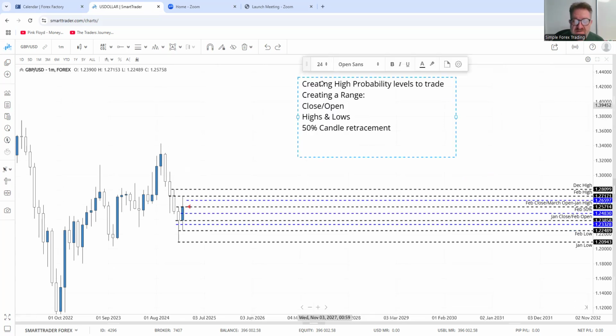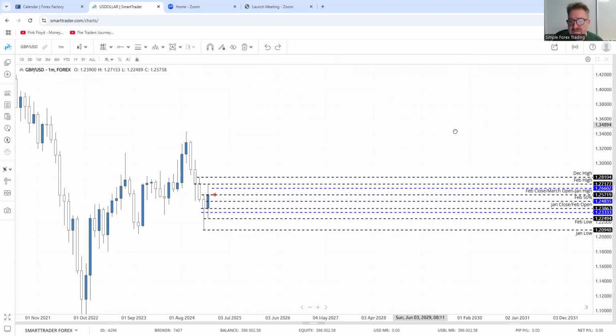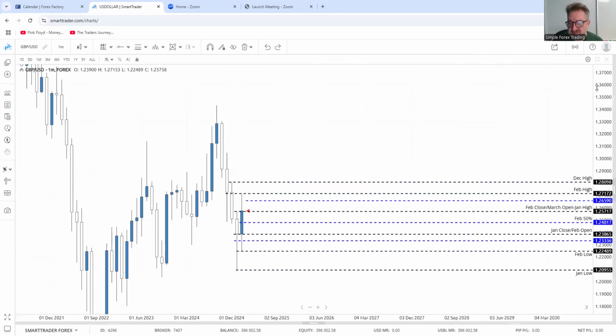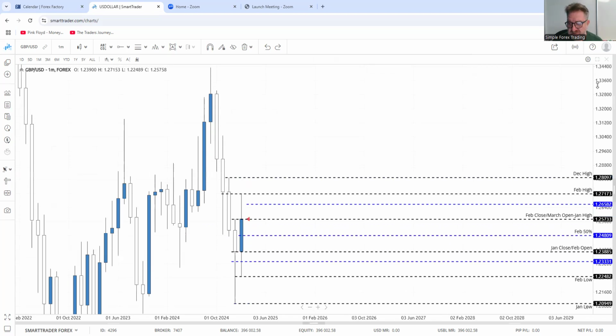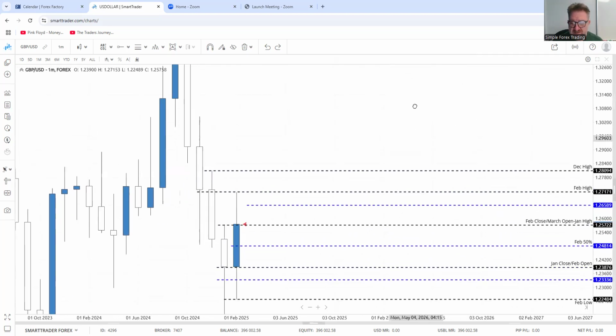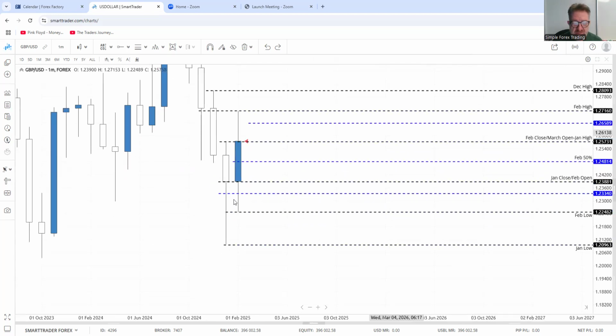And just let me get rid of this. I know you know what close and open means, and highs and lows, you get that, but you're probably wondering, what the heck is 50% retracement? So let's just go over this first. Let me show you.